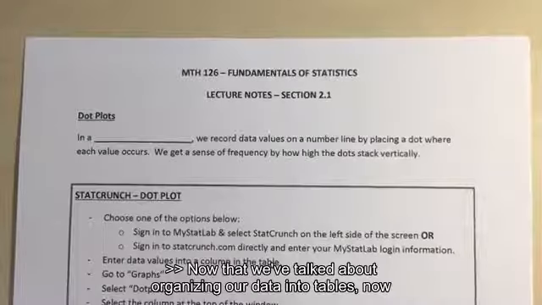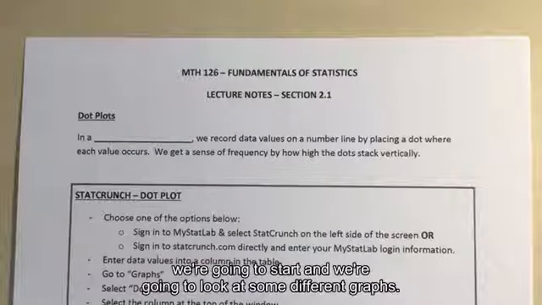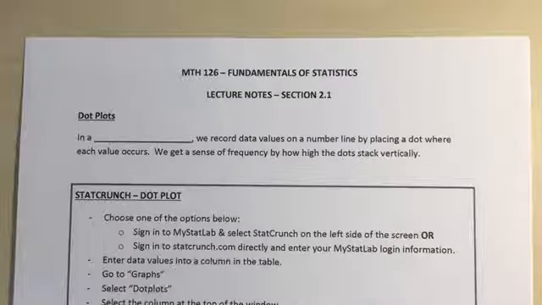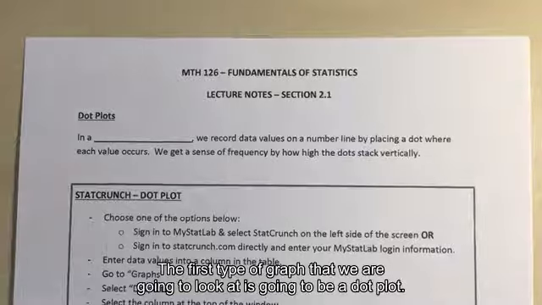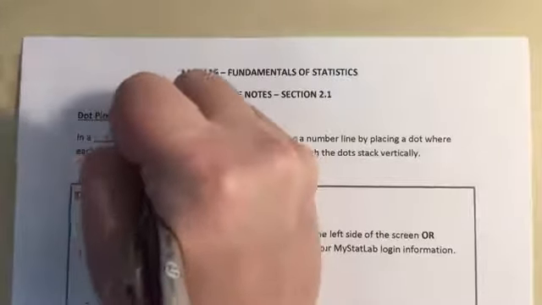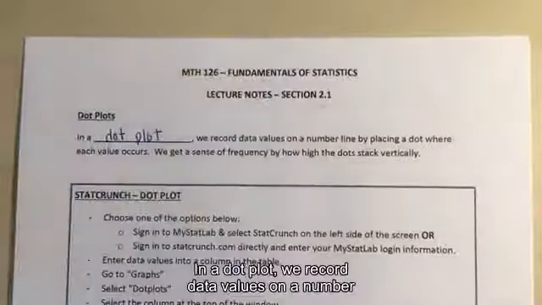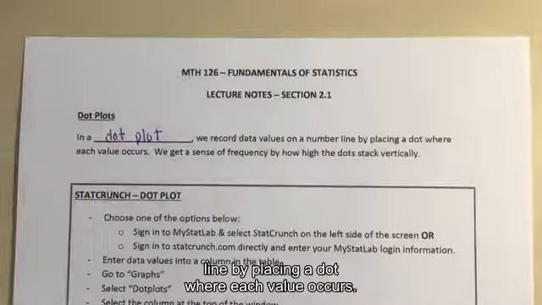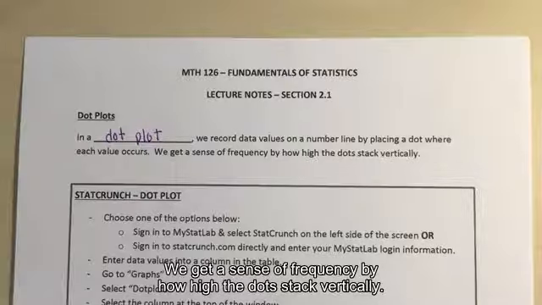Right, so now that we've talked about organizing our data into tables, we're going to start to look at some different graphs. The first type of graph that we are going to look at is going to be a dot plot. In a dot plot, we record data values on a number line by placing a dot where each value occurs. We get a sense of frequency by how high the dots stack vertically.